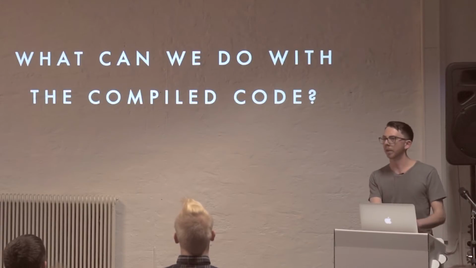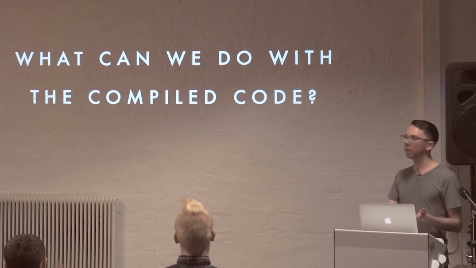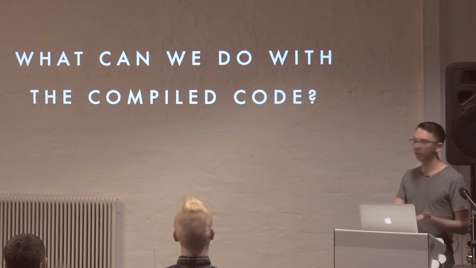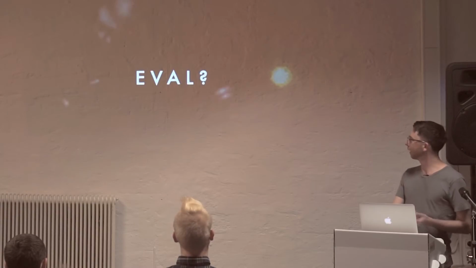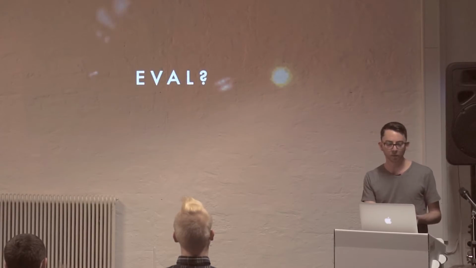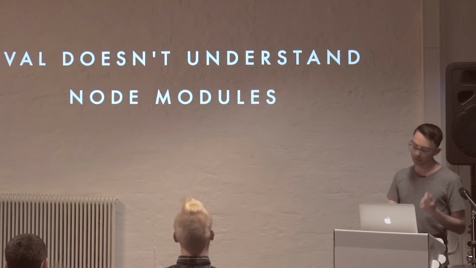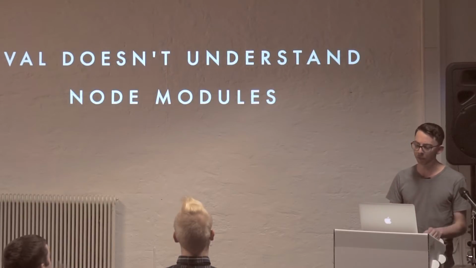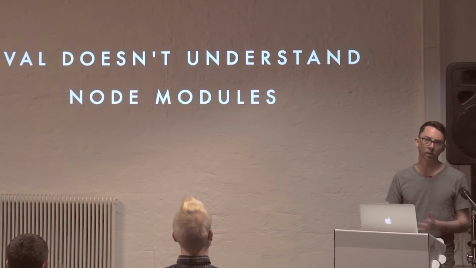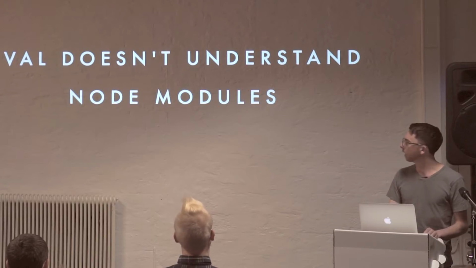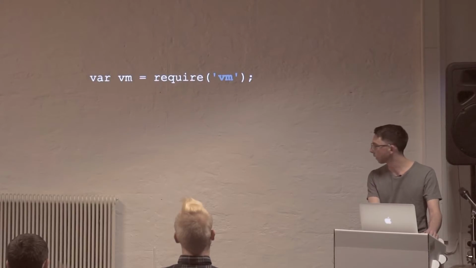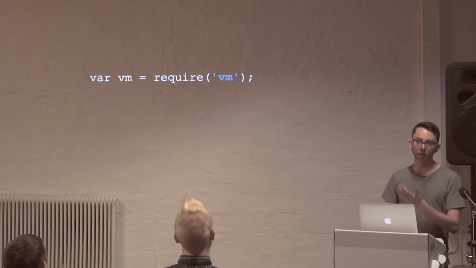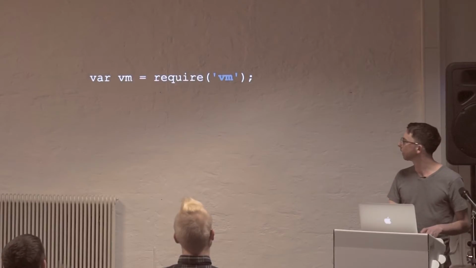So now that we have that output code that's been generated by Webpack, what can we do with it? What can we do now? Hate to admit it, but you'd want to eval it, I guess, at this point. But there's a problem with that, and that's the fact that JavaScript's built-in eval doesn't understand node modules. It's a totally different system. How do you get around this? Well, I had no idea that this existed until I stumbled across this problem, and that's the fact that there's a built-in VM module in Node.